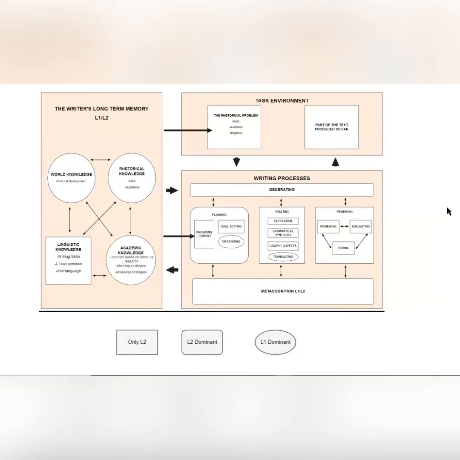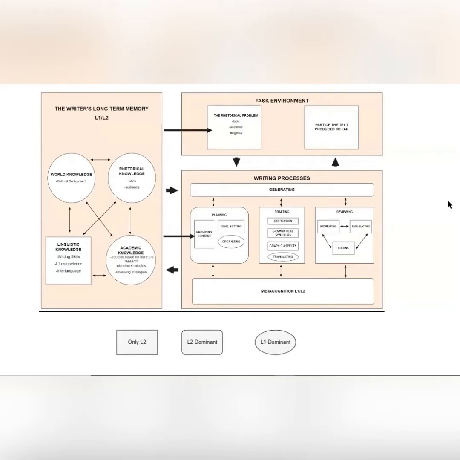In terms of arrows and the sequence, this is a very interactive model. All the components interact with each other, and it's very recursive in the sense that it doesn't have a linear sense. It doesn't follow stages. Any of the cognitive processes could occur at any time.